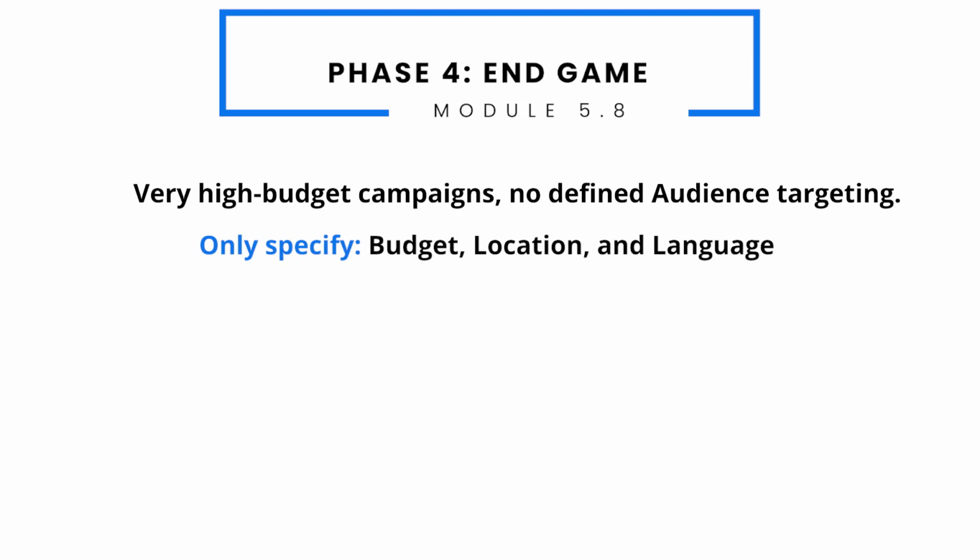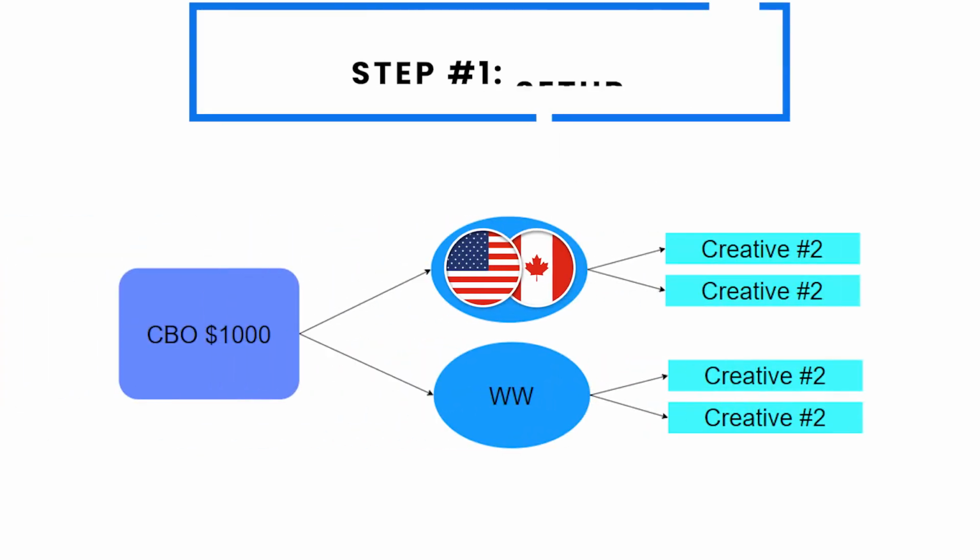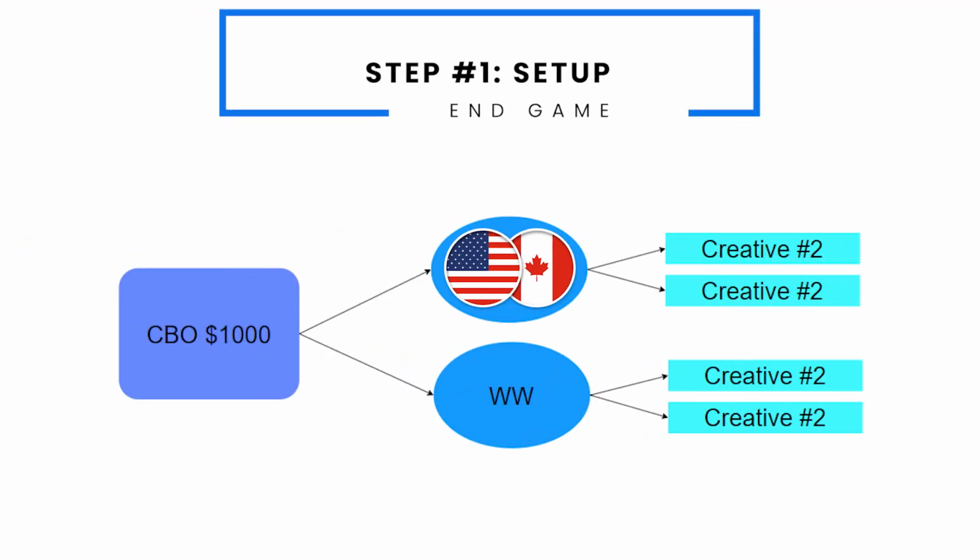Alright, so let's jump into the exact setup here. So the setup is quite simple. One campaign, 2 ad sets, one targeting US/Canada broad, and the other targeting worldwide broad, with language set to English all, and then 2 ads in each ad set. The ads will be dupes of your best performer.